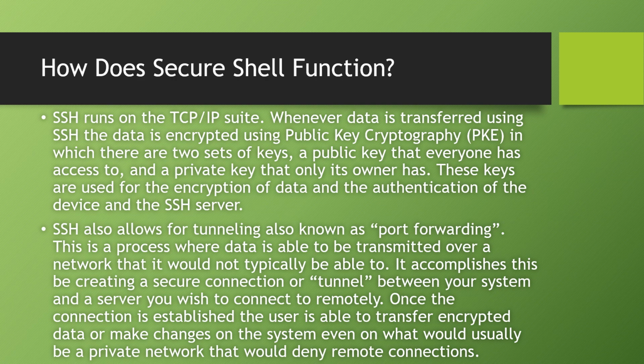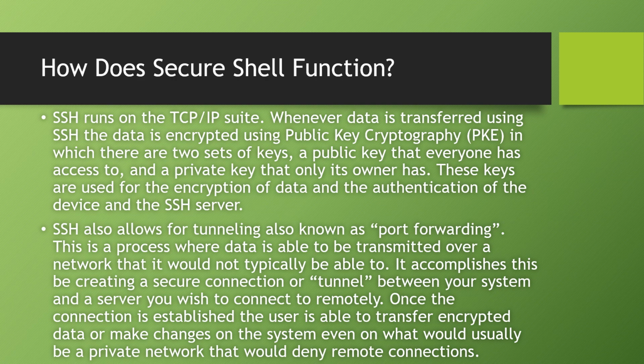SSH also allows for tunneling, which can also be defined as port forwarding. This is a process where data is able to be transmitted over a network that it would not typically be able to. So for example, if you were trying to remotely connect to your system that was typically on a private network, you would be able to do so remotely, as if you were on the network itself, which is why the network doesn't recognize you as a foreign entity. It recognizes you as if you were on the network.